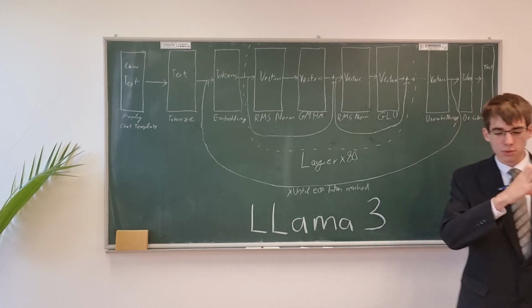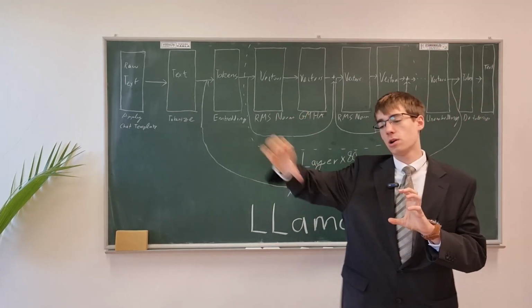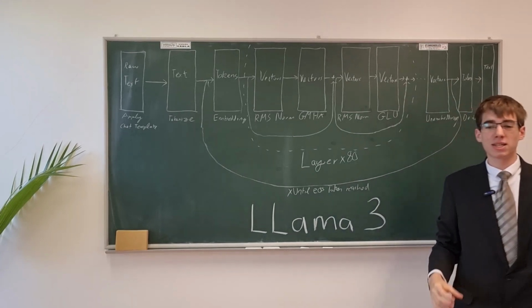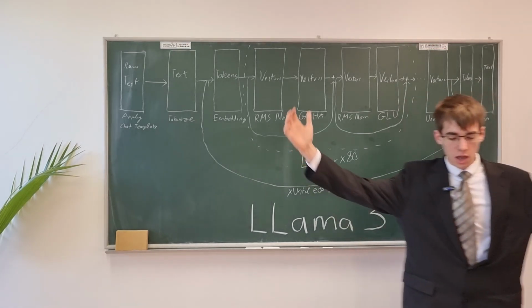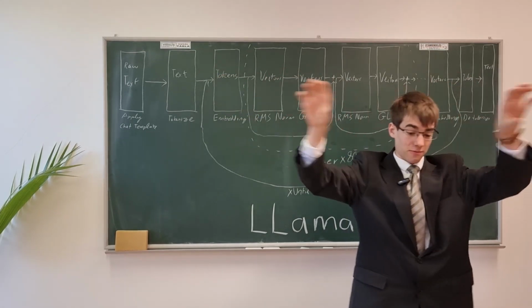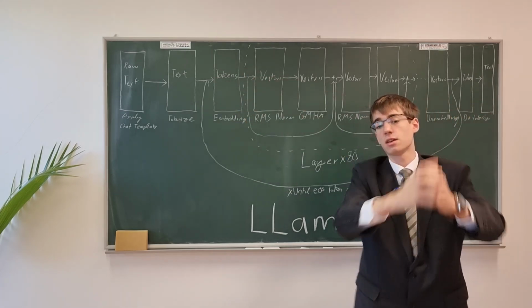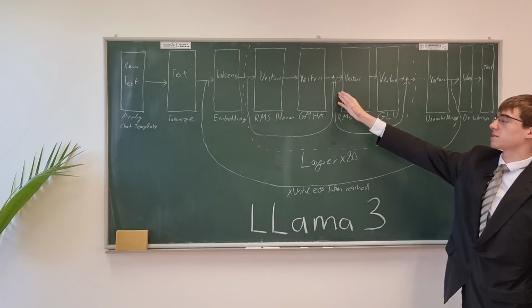So we take one word, we make a query out of it, we compare it with all the other words' keys, and based on that, we weight the different values of the words, the different values or answers that the words provided. We add them together, and that's the result that comes out.